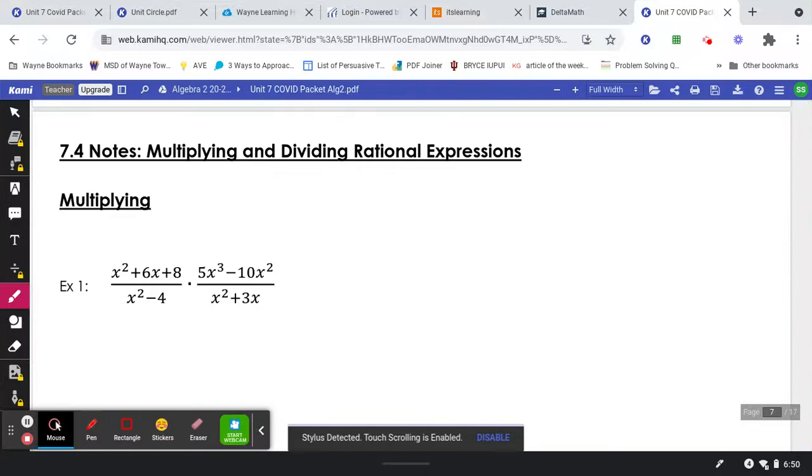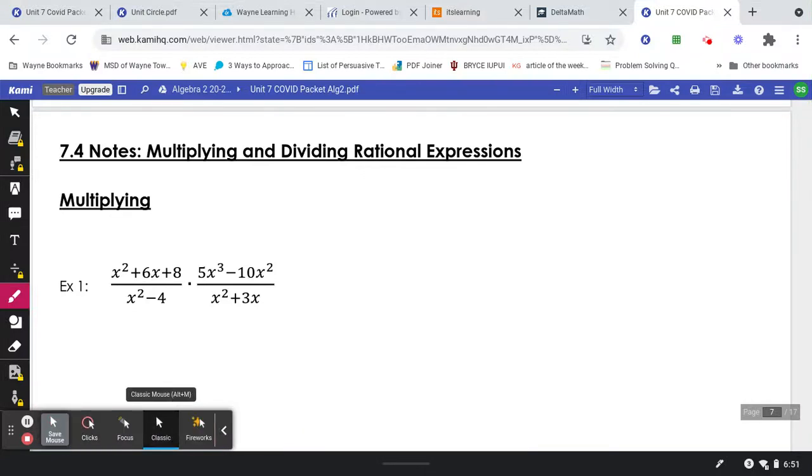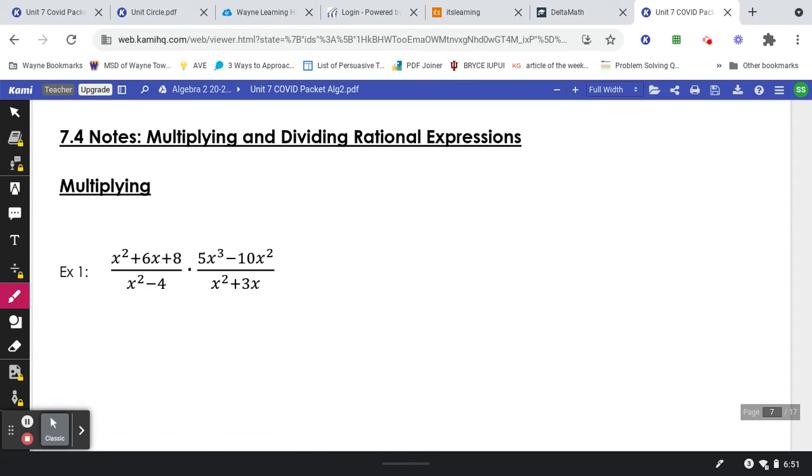These are the 7.4 notes for Algebra 2. Today we're going to be talking about multiplying and dividing rational expressions. So this builds on what we've done before. The first thing we're going to do is factor each of these four problems.